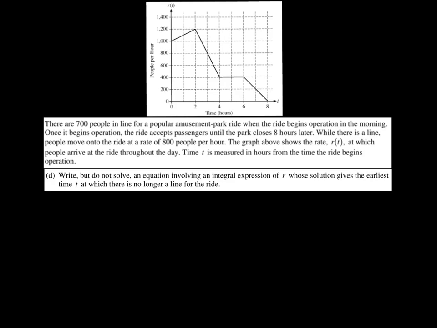We want the number of people in the line at any time t. So how are we going to find that? Basically what we want to show is that the number of people in line, we need it to be 0. So there's no longer a line. So what we need to do is write an expression for the number of people in line.